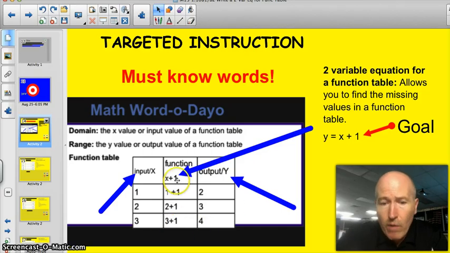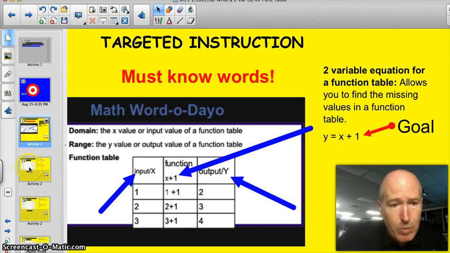Our goal tonight, however, is to take this function and write it in a sentence or an equation that looks like this: y equals x plus 1. We already know what y equals over here. We just have to figure out how we can put this all together. So here's our goal: writing a two variable equation that looks like this.